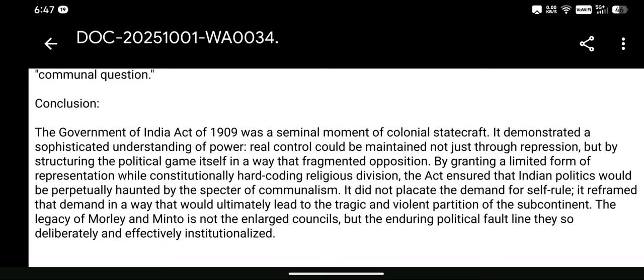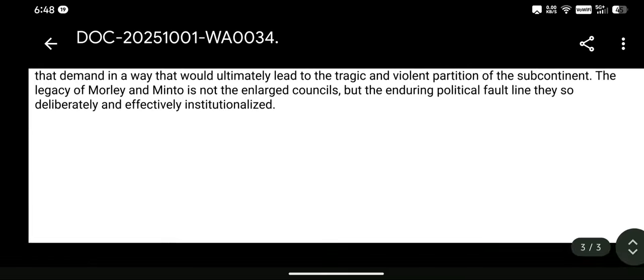The Act ensured that Indian politics would be perpetually haunted by the specter of communalism. It did not placate the demand for self-rule, it reframed the demand in a way that would ultimately lead to the tragic and violent partition of the subcontinent. The legacy of Morley and Minto is not an enlarged council, but the enduring political fault line they so deliberately and effectively institutionalized.